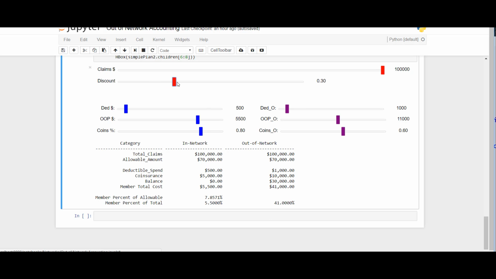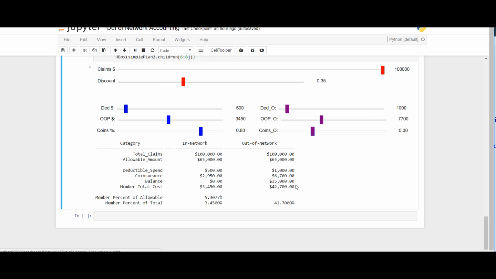So why am I showing you this? Really, we can postulate all kinds of scenarios. We can mess with the plan designs. We can change these around a little bit. But even as we do that, you can see that the biggest differential doesn't come from your plan design. It comes from this discount, this balance bill.